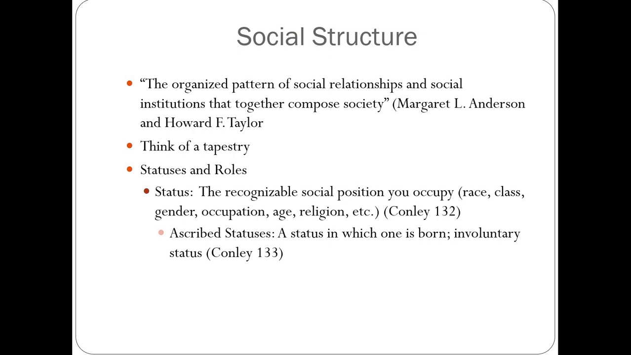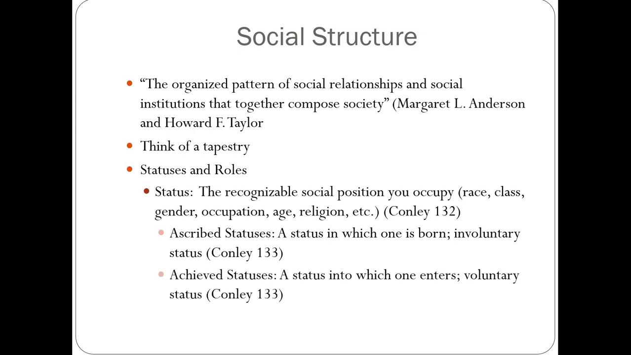Race is considered an ascribed status. Age, for sure. In some societies, it's different. In the United States, well, let me get to the next kind of status. The other kind of status is an achieved status, a status which one enters. It's a voluntary status. So ascribed statuses are involuntary, achieved statuses are voluntary. It's not as easy as you think. For example, gender. We're born into a gender. Gender is imposed upon us, but can you change your gender? Well, yeah, you can. So the lines are not as firm as sociologists once thought.